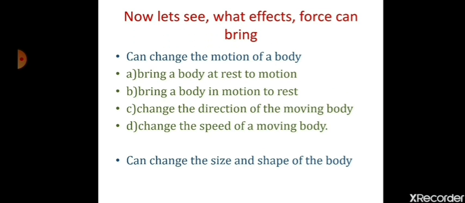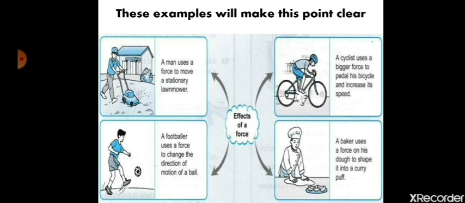Now let's see what effects force can bring. Force can change the motion of a body. That means it can bring the body at rest to motion, bring the body in motion to rest, change the direction of a moving body, also change the speed of a moving body, and it can also change the size and shape of a body. These examples given here will make this point clear.